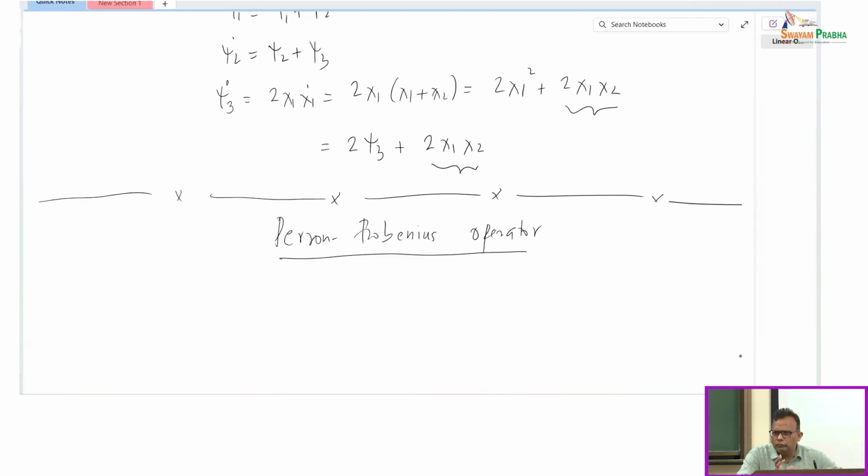But there is no sort of physical... I mean, something which may be physical for you may not be physical for me, so I'm using that word very cautiously. As far as I see, it's a more abstract operator. But this Perron-Frobenius operator is actually much more physical.